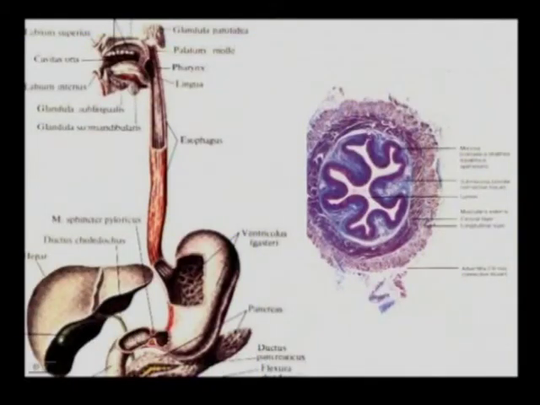Now those glands are important because they lubricate each bite. You see them on this picture as well. They allow the bite to get to the stomach easily.